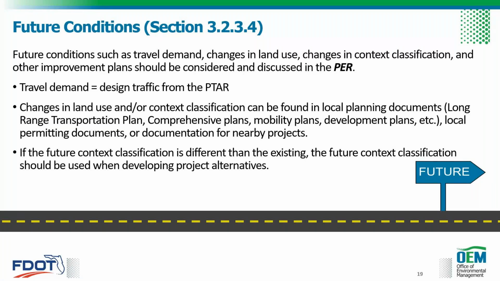This could include a local, state, or federal roadway project in the area. And as I mentioned a few slides earlier, any coordination regarding other projects should be documented in the Comments and Coordination Report and the Public Involvement and Agency Coordination section of your PER.